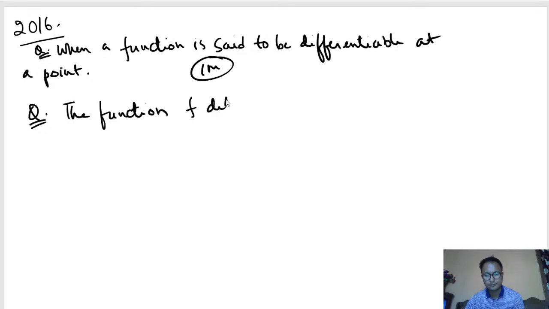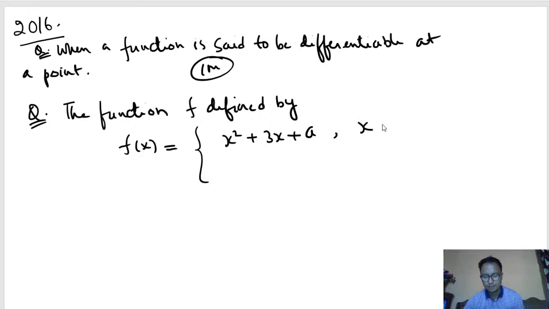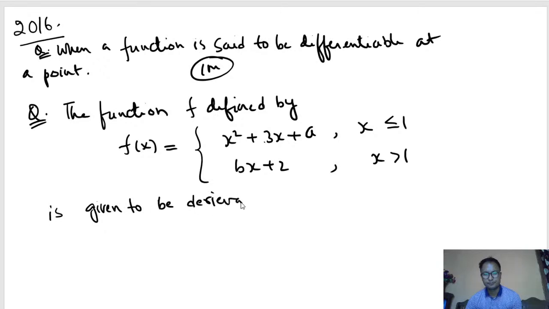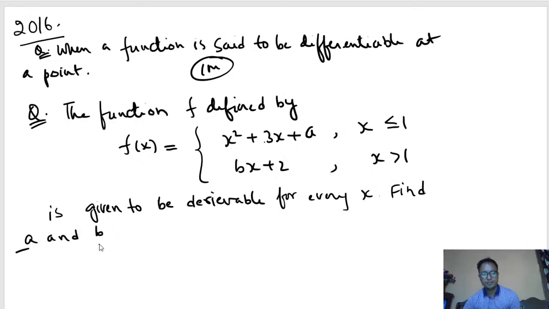The function f defined by x squared plus 3x plus a for x less than or equal to 1, and bx plus 2 for x greater than 1, is given to be derivable for every x. Find a and b.